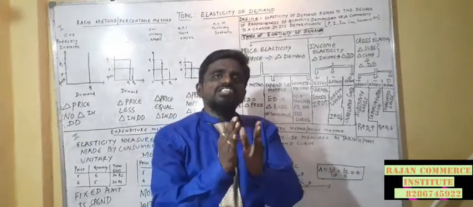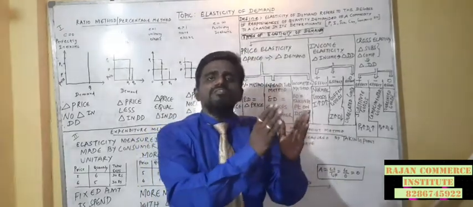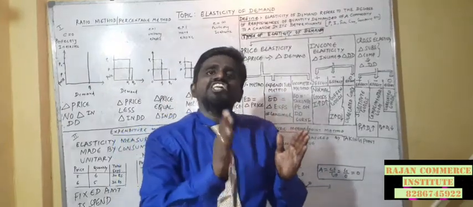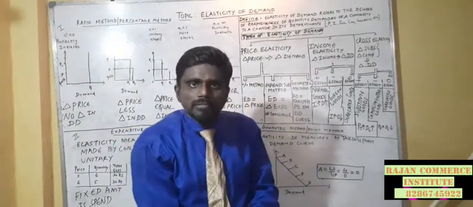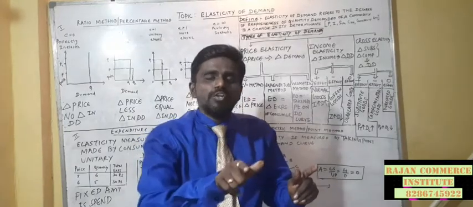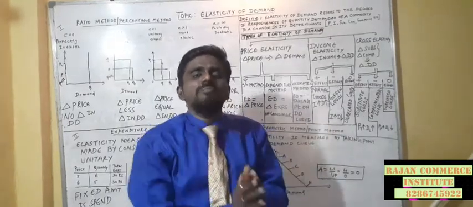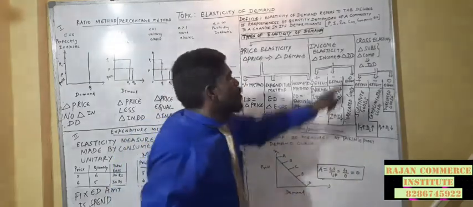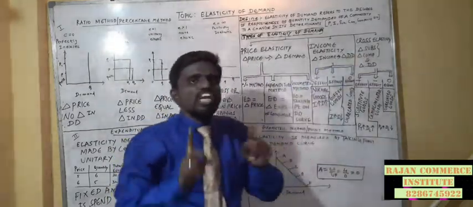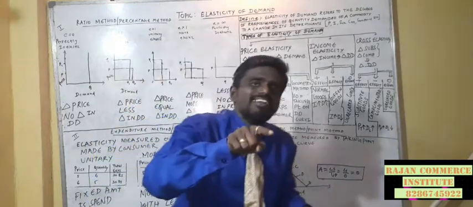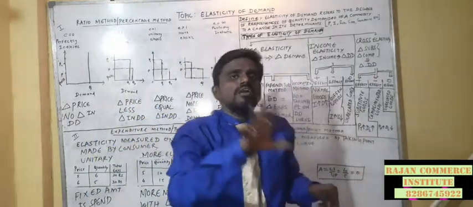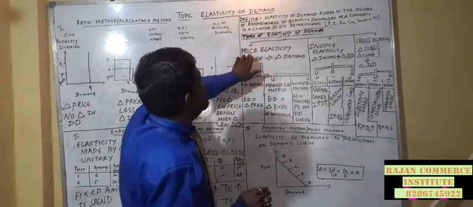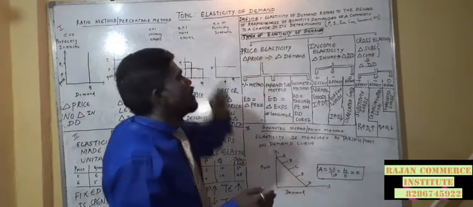So change in the price of tea leads to change in the demand of coffee. Then, for complementary goods, change in the price of petrol leads to change in the demand of the car. So cross elasticity of demand means change in the price of substitute as well as complementary goods. Now let us discuss the price elasticity of demand.